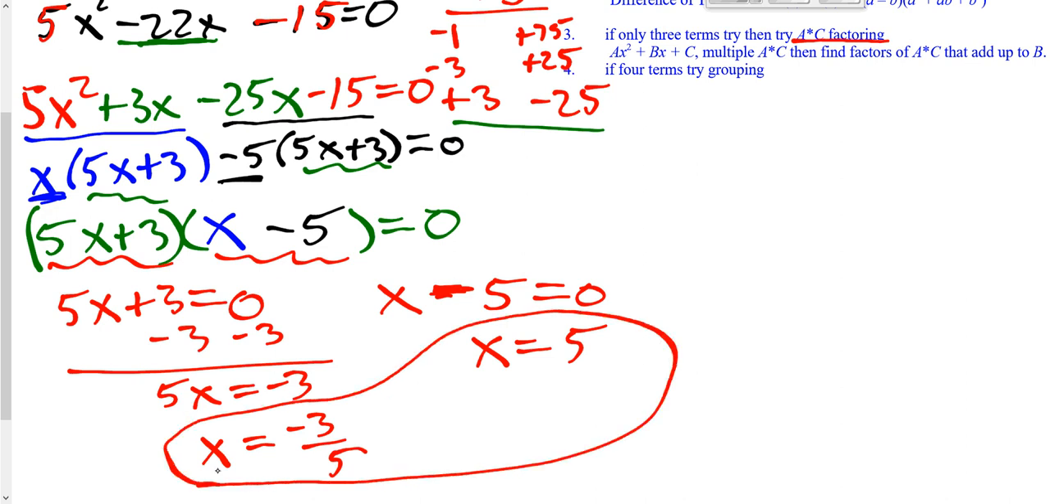Quadratics will have at most two answers, because they don't have to touch the x-axis, as we saw earlier, or they could touch the x-axis once. They often cross it twice, but never more than twice. So they would actually cross, if you graphed it, at these two x values.